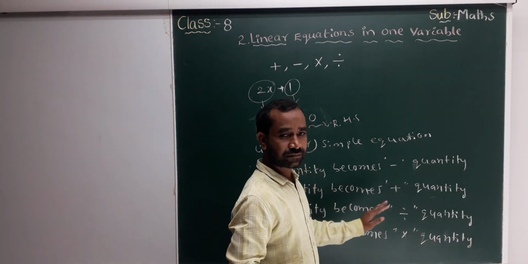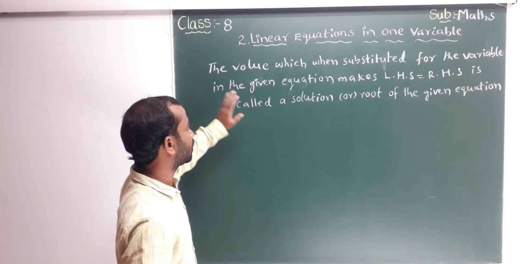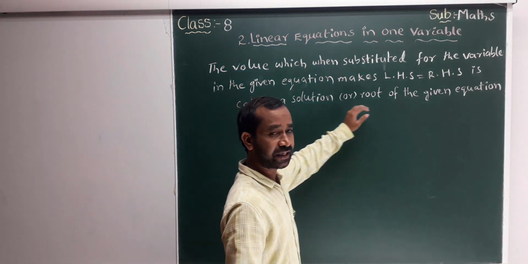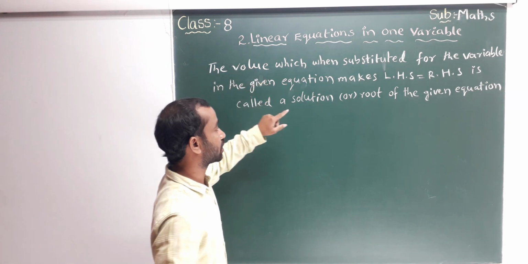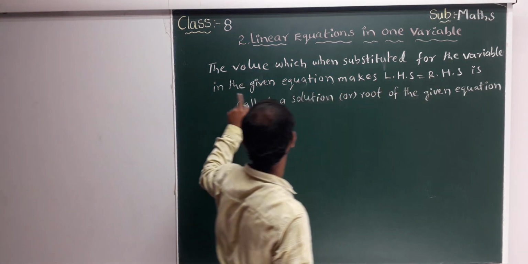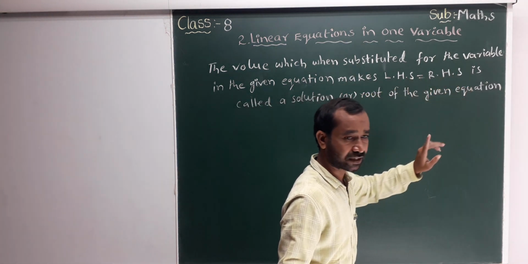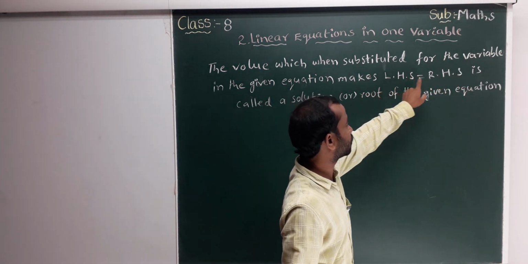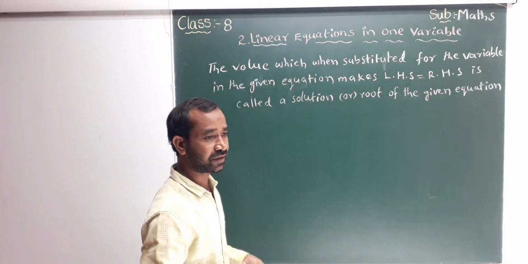Next point, the solution of the given linear equation. Solution means the value which is substituted for the variable in the given equation to make LHS equal to RHS. If you get LHS equals RHS, then it is called the solution of the given equation.